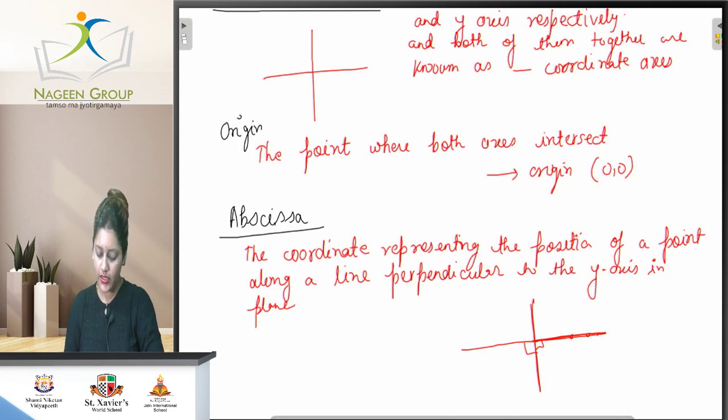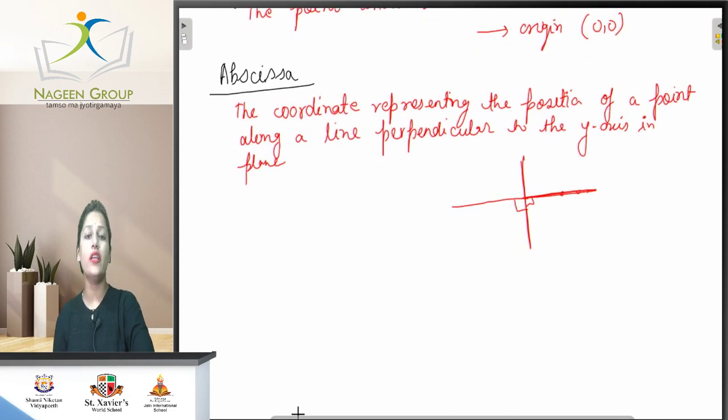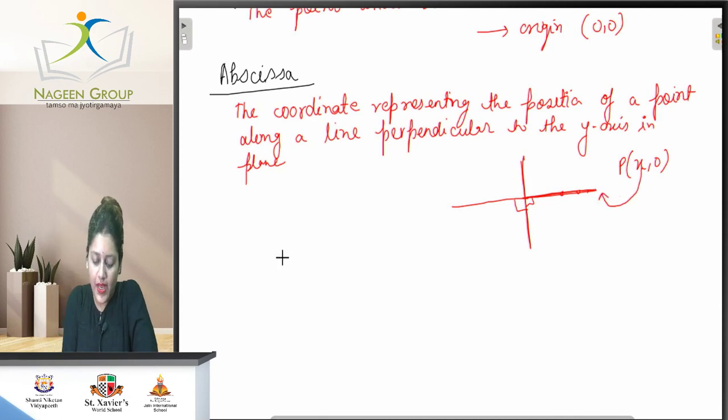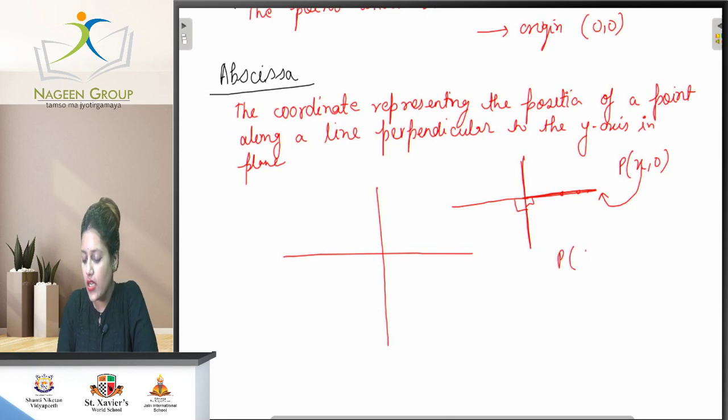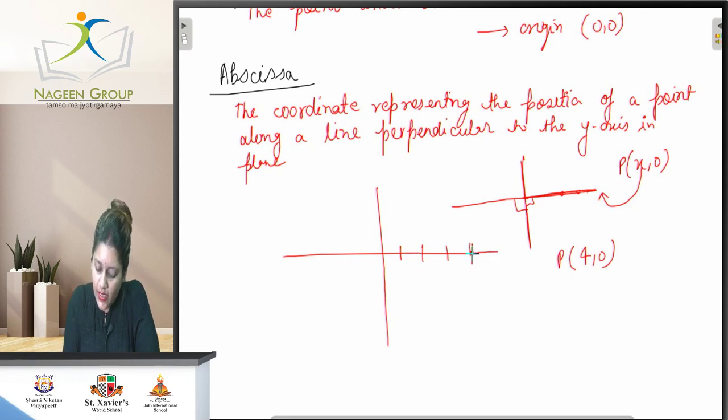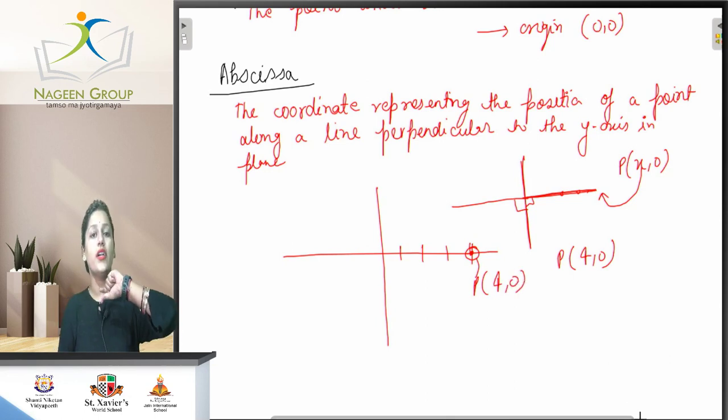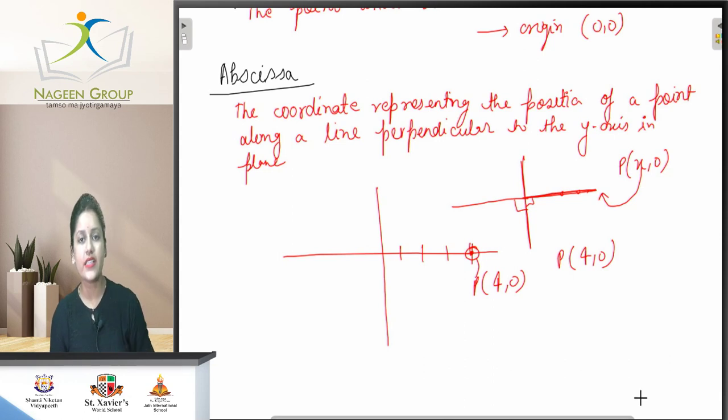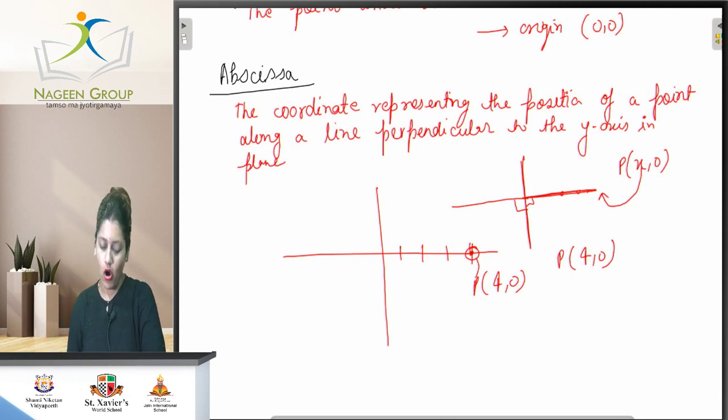After that, what is the ordinate? If we write only the abscissa, then P equals x comma 0. This point mainly lies on the x axis. If we make a number line and a point is 4, 0, it lies on the x axis. This point is known as 4 comma 0 because its vertical distance from the x axis is 0. That's why there is no ordinate, only an abscissa, and this point lies on the x axis. Understand? After that, what is an ordinate?